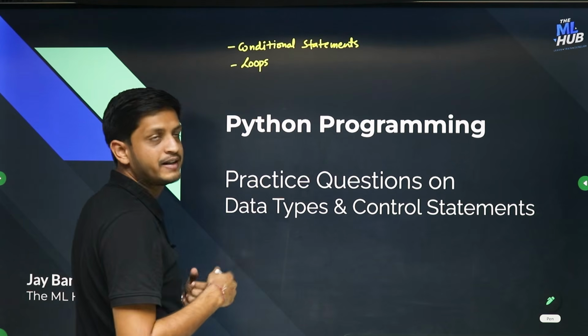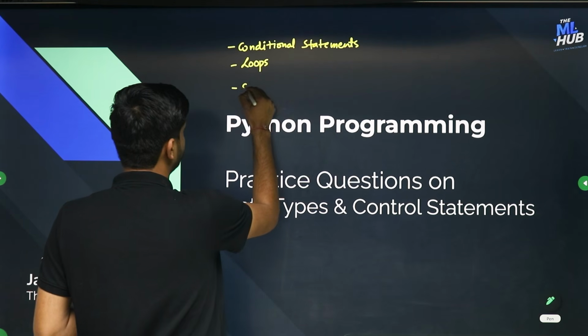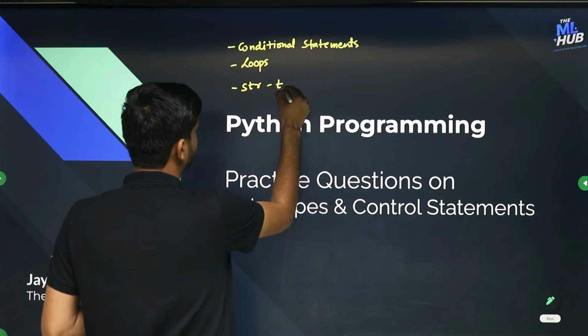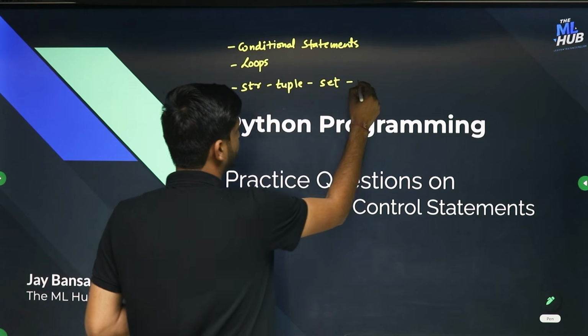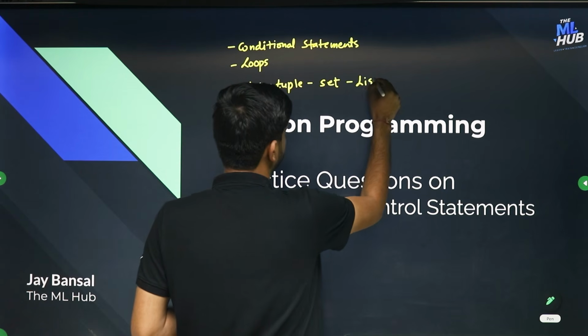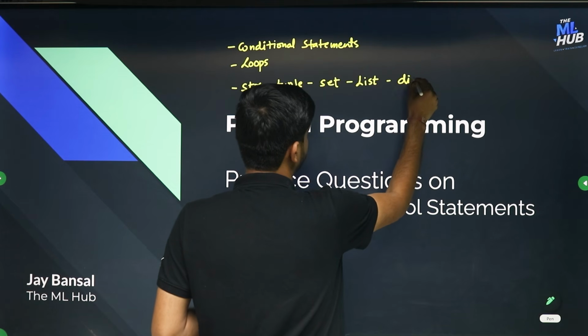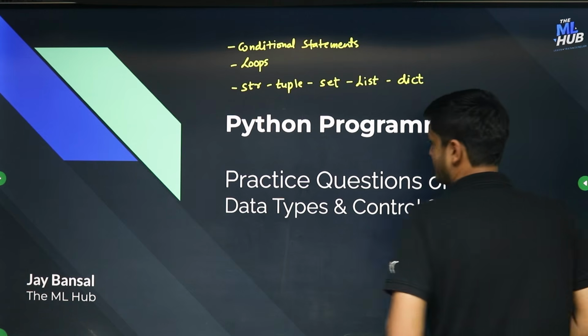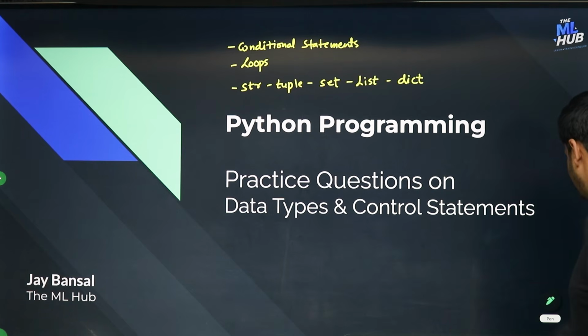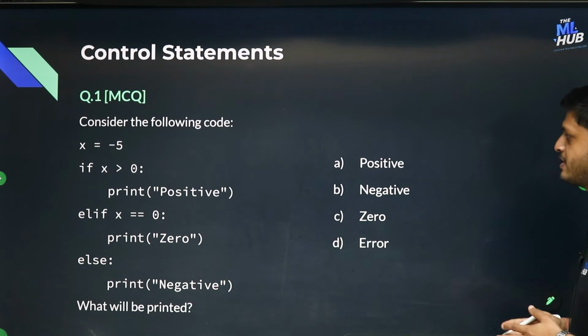And then we saw all the data types in detail, which means string data type, then tuple data type we saw, then set, and we saw list and dictionary, right? So we will see practice questions on each of these concepts in this lecture. So let's start. So this is the first question.